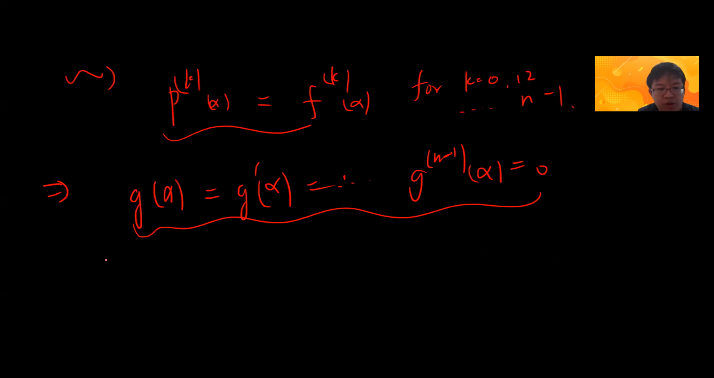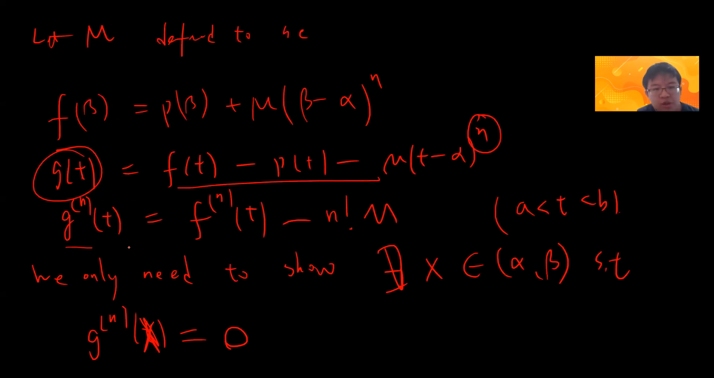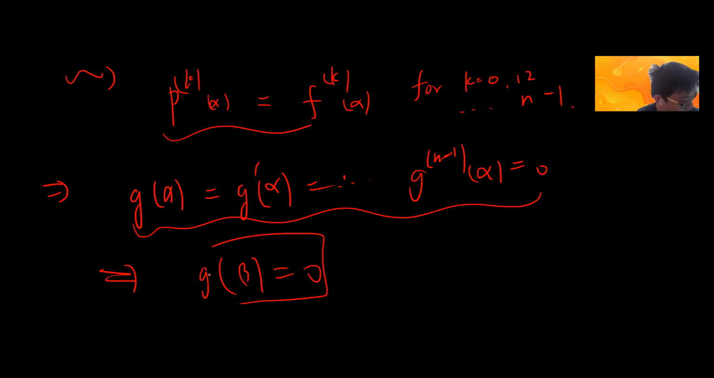And also from our definition, from our derivation, we get g of beta is 0. Because g of beta is f of beta minus p of beta, minus this term, and by definition that tells me that g of beta is 0. So we get that g at alpha and g at beta are both 0.